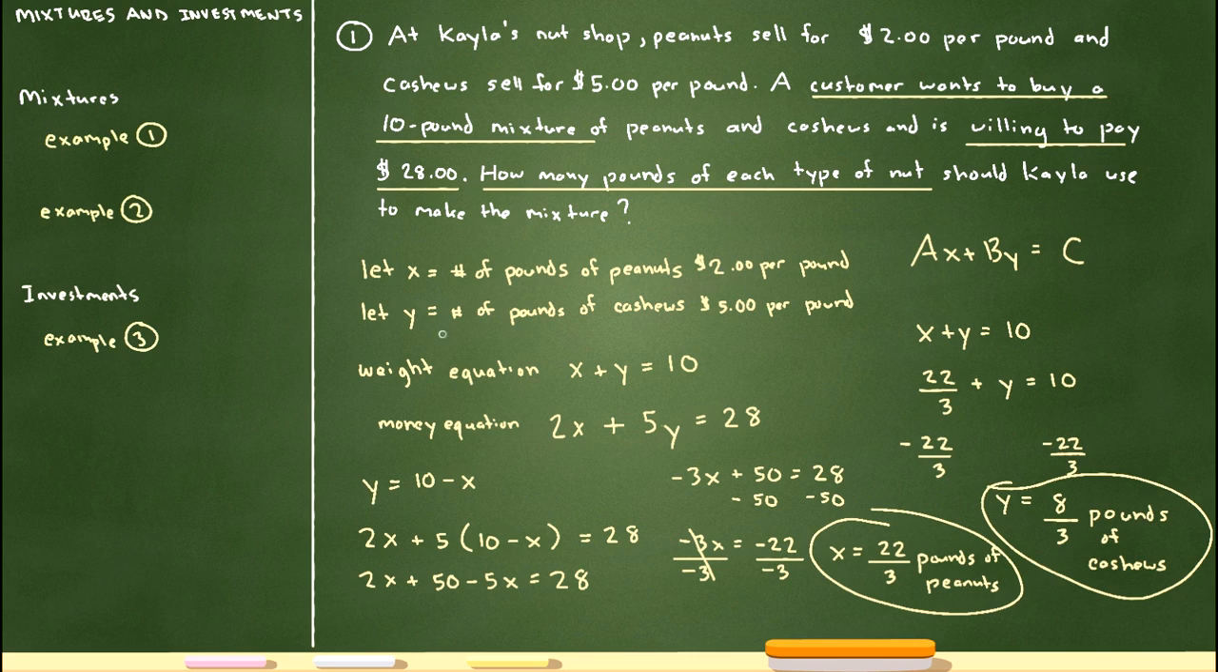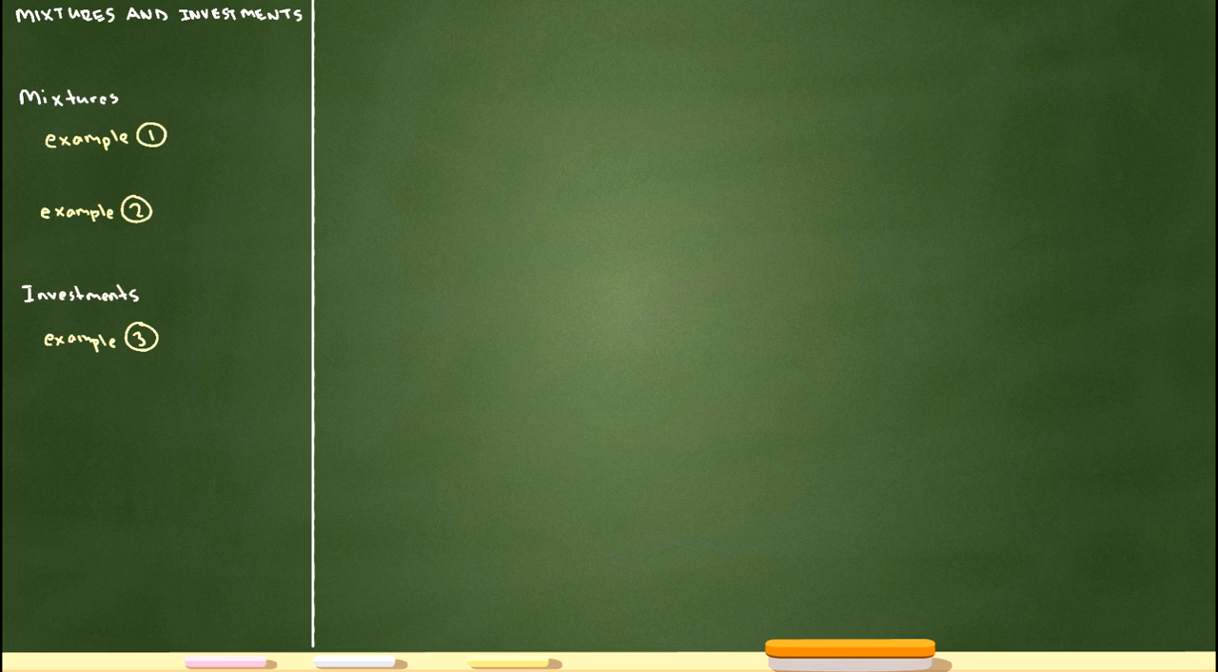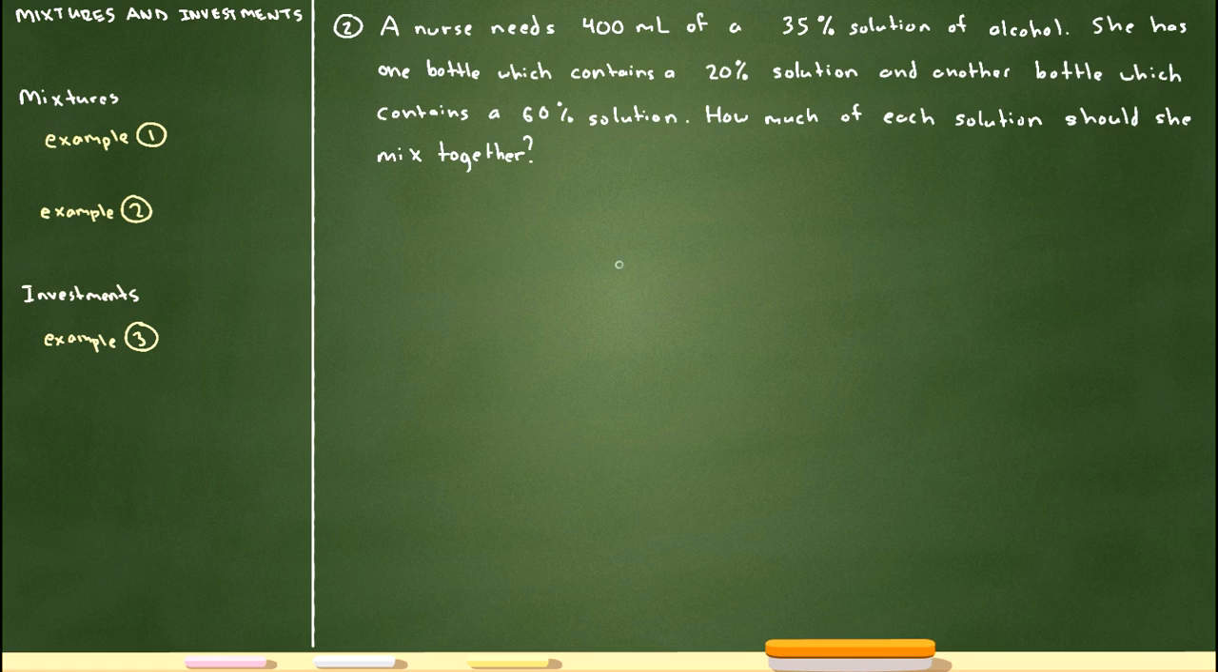Now, number 2 and number 3 are going to be fairly similar. So let's go ahead and take a look at example number 2. We have a nurse who needs 400 milliliters of a 35% solution of alcohol. She has one bottle which contains a 20% solution and another bottle which contains a 60% solution. How much of each solution should she mix together?